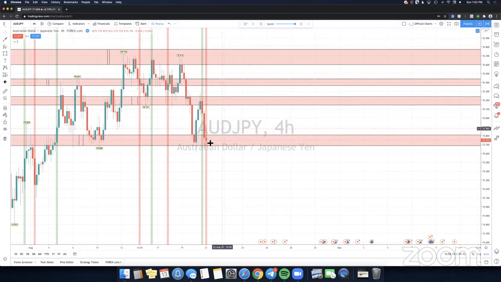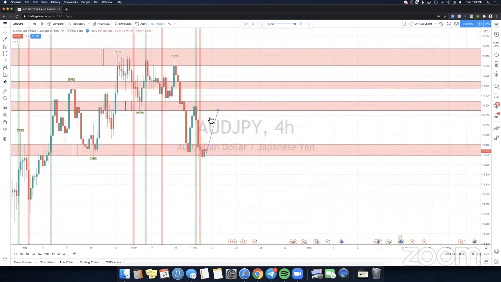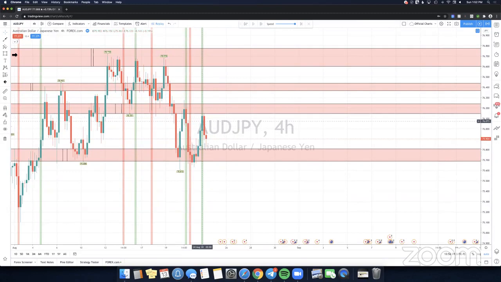Right here, sell signal within the zone. I'm not taking that because price is probably going to reject right off it. And look what happens. Rejected right off it. Same situation right here. Buy signal. I'm not going to take that because it's probably going to reject right off it like it did right there.